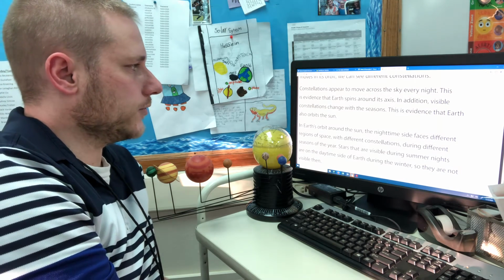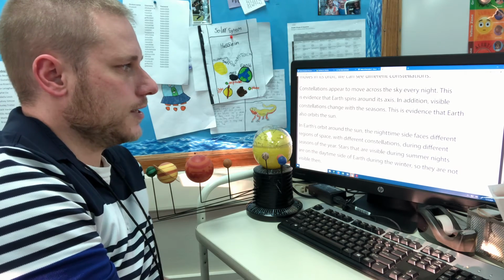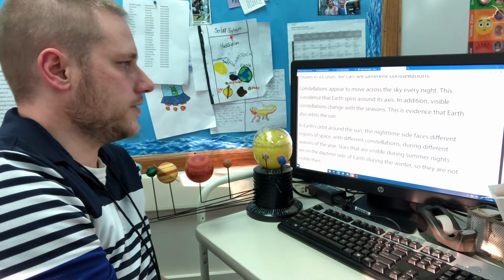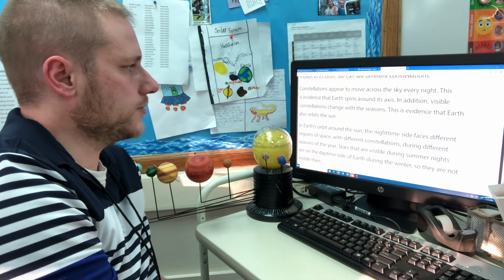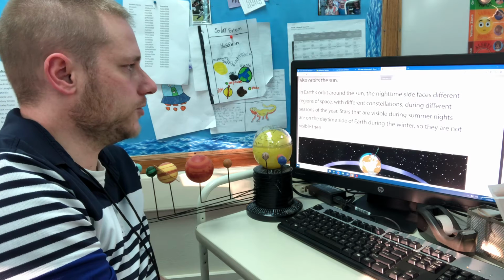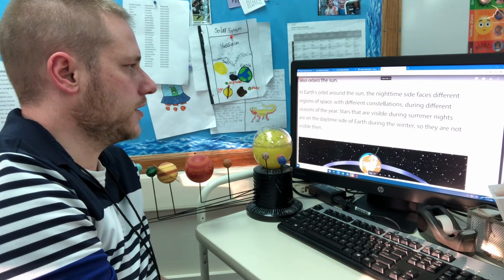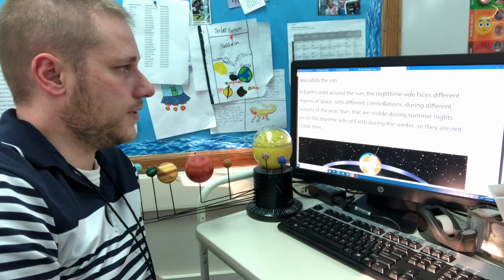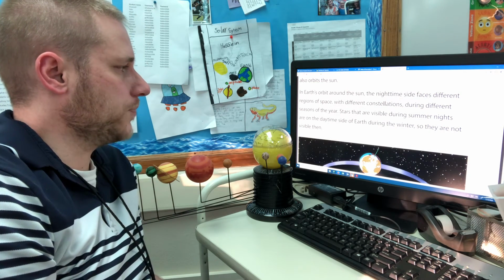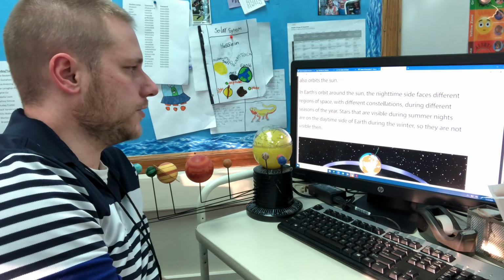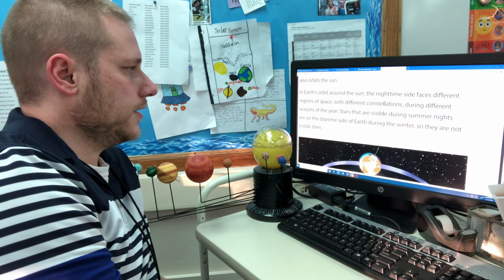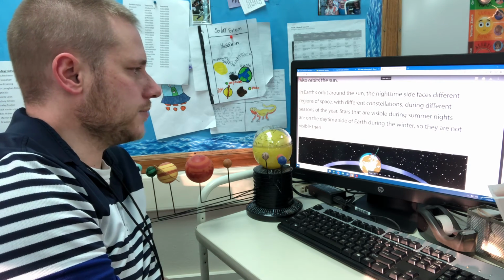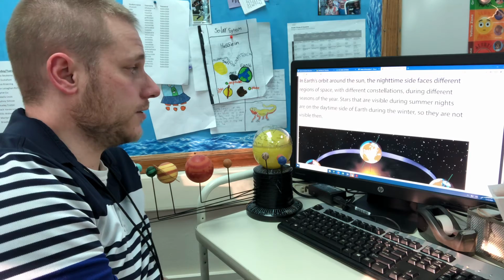This is evidence that Earth spins around its axis. In addition, visible constellations change with the seasons. This is evidence that Earth also orbits the sun. So it's a bunch of clues that give us a better picture. In Earth's orbit around the sun, the nighttime side faces different regions of space, with different constellations during different seasons of the year. Stars that are visible during summer nights are on the daytime side of Earth during the winter, so they are not visible then.